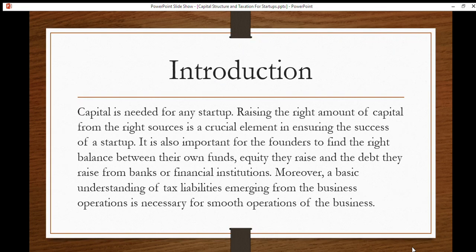Introduction: capital is needed for any startup, definitely. Raising the right amount of capital from the right sources is a crucial element in ensuring the success of a startup. It is also important for the founders to find the right balance between their own funds, the equity they raise, and the debt they raise from banks or financial institutions. Moreover, a basic understanding of tax liabilities emerging from the business operation is essential for the smooth operation of the business.